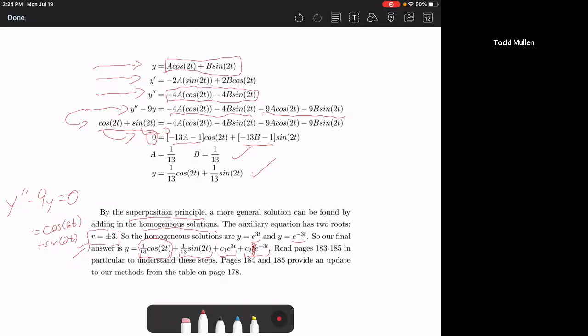So you can read pages 183 to 185 in particular to really get a grasp on these steps. I feel there's a couple really good examples there. And there is an update to our methods from the table on page 178. So we have a table on page 178 that we're following. Well, we get even a new case that we can learn on pages 184 and 185. So I would advise definitely reading into that to get more familiar with that.